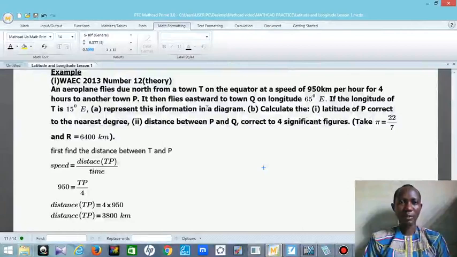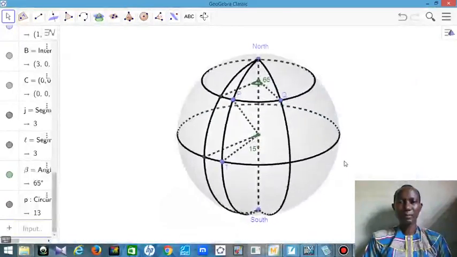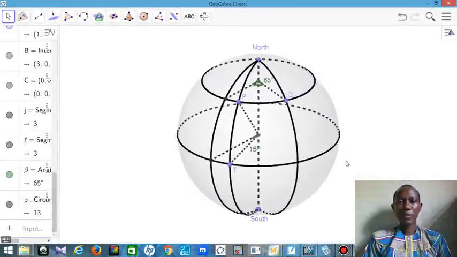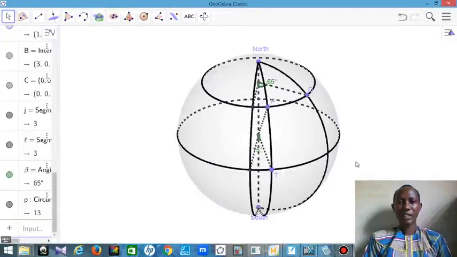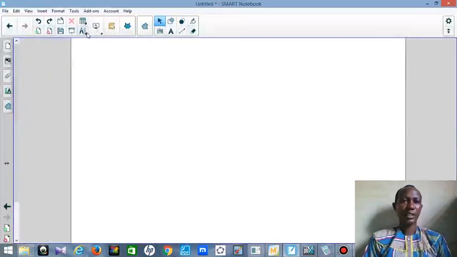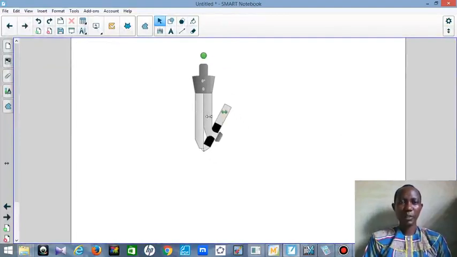They said represent this information in a diagram. So this is the diagram. This is how the diagram looks like. But you cannot put this three-dimensional view on your paper. So what you will put down on your paper is something like this. This is what you will submit, because your paper is a two-dimensional plane.